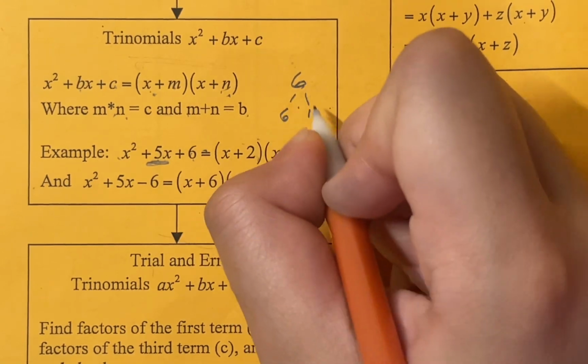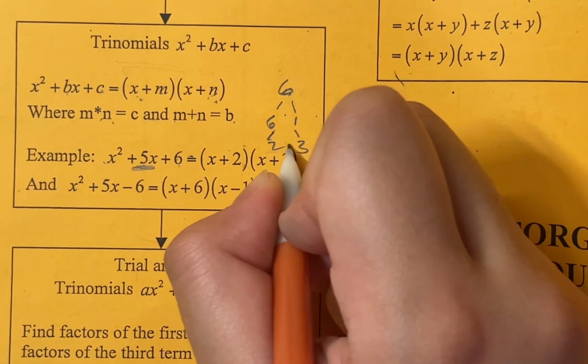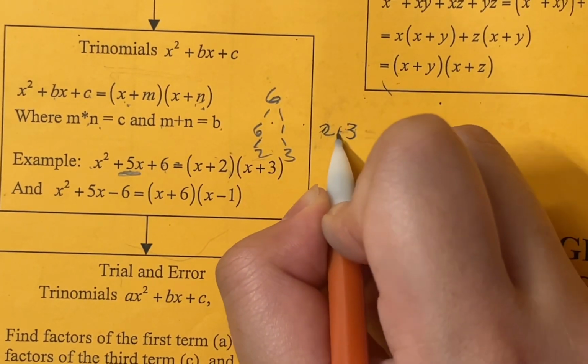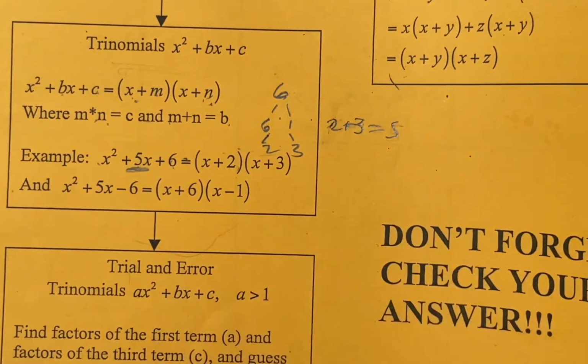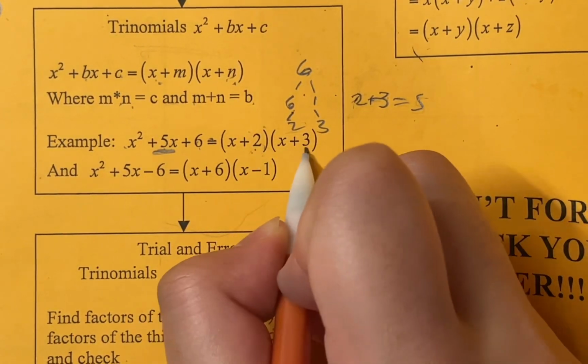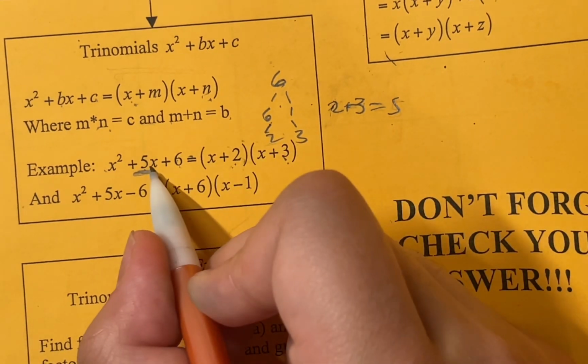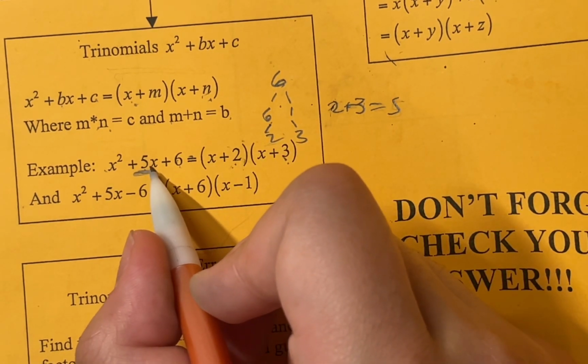6 and 1, that's 6. And 2 and 3: 2 times 3 equals 6, and 2 plus 3 also equals 5. So that's perfect. So now we found our pair, right? And we know from here that m plus n will equal b, which is our b term.